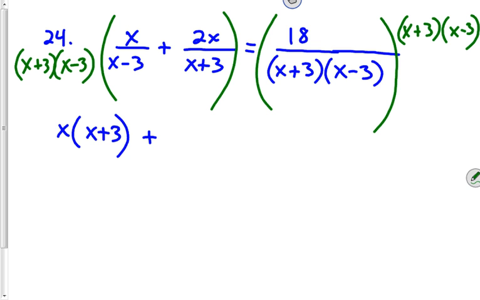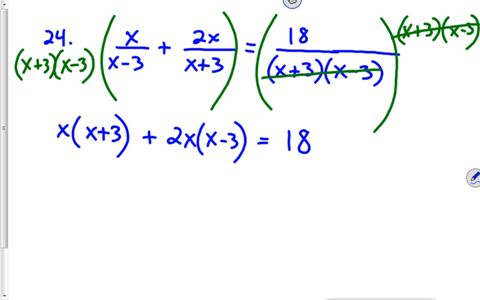Then when I distribute to my second rational expression, the x plus 3's are going to cancel out. And that'll leave me with 2x times x minus 3. So I'm going to write that down. Now over on the right side of the equation, I think it's pretty obvious that this whole thing will cancel with this whole thing and leave me with just 18.